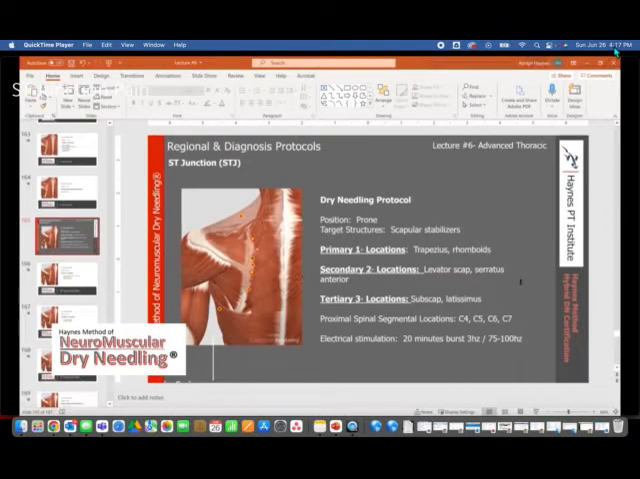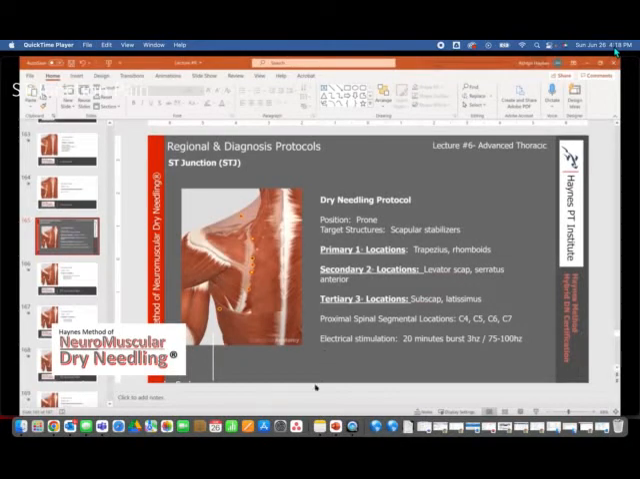Primary locations are going to be the trapezius and the rhomboids, secondary levator scap, serratus anterior, and then tertiary the subscap and latissimus. So you can see we just have a little crescent of structures that we're going to needle all around the shoulder blade itself.